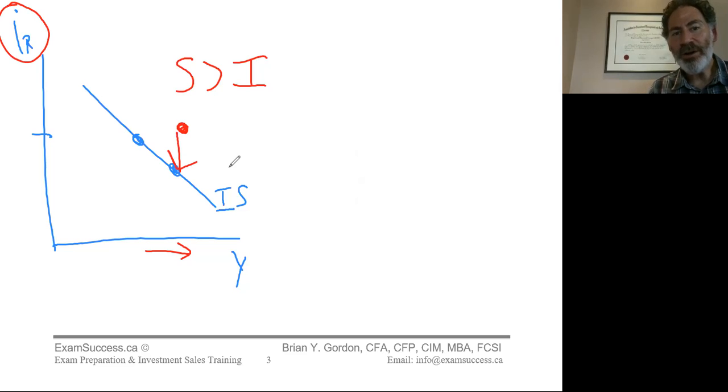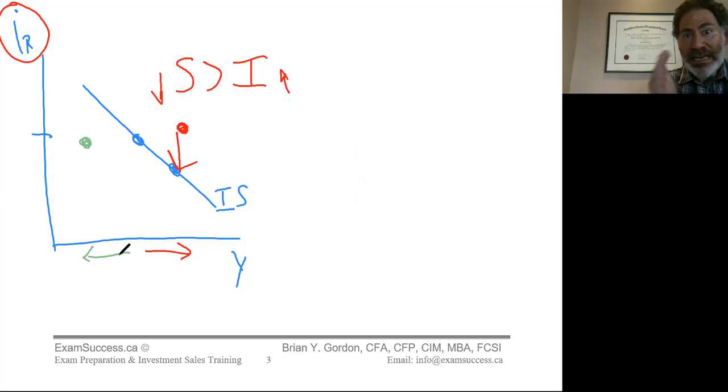Oh, this will discourage the savings, and it will encourage the business investment, bring us back to equilibrium. Okay, so there it is. If we happen to be on the other side here, if we happen to be over here, let's say the economy or the income decreased.